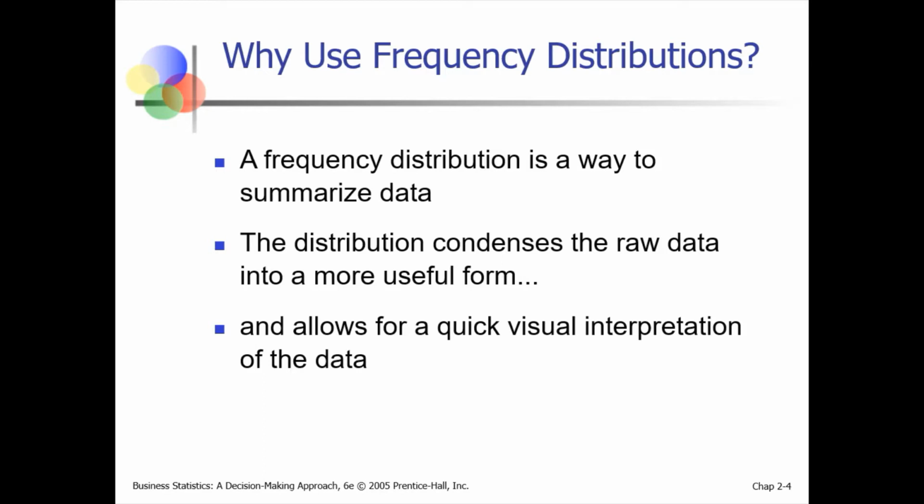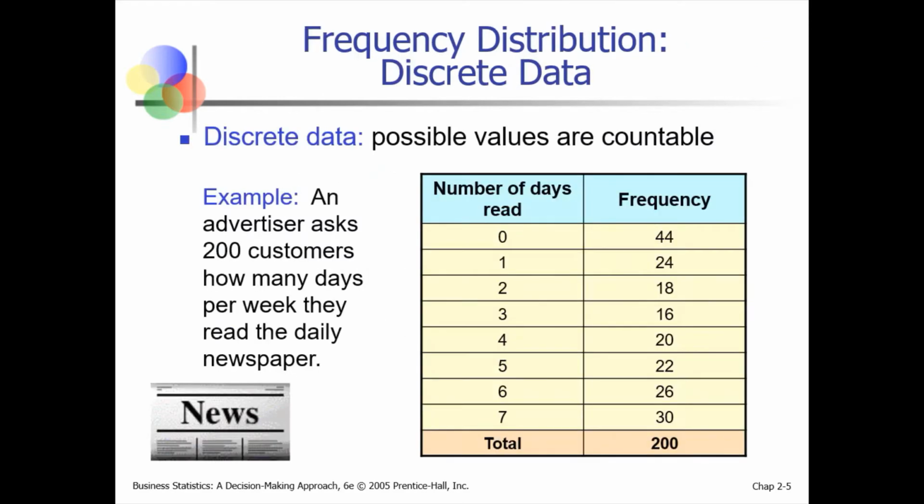And also, the distribution condenses the raw data into a more useful form. You can see which values keep recurring. For example, this item is more frequent compared to that one, so you get a lot of information. And it allows for a quick visual interpretation of the data. So, it is easy to understand. With one look, you can understand it.